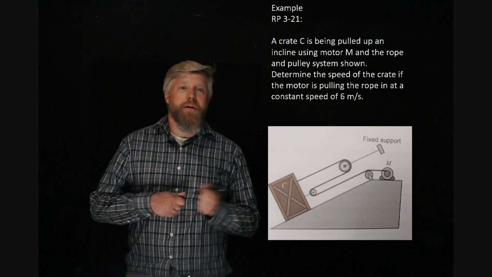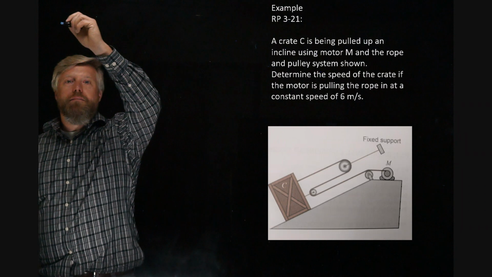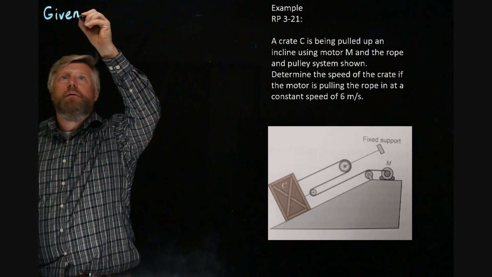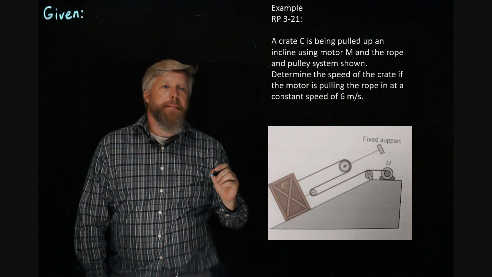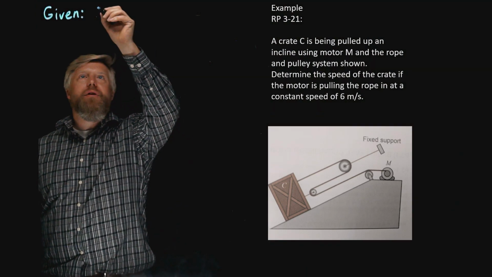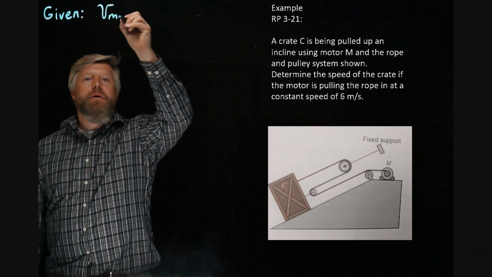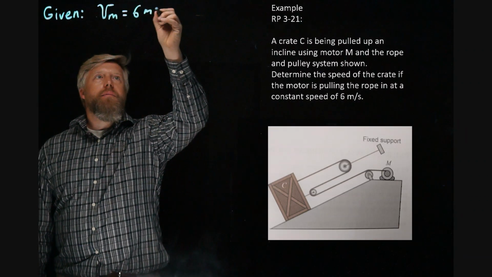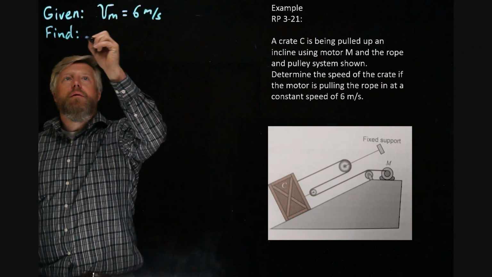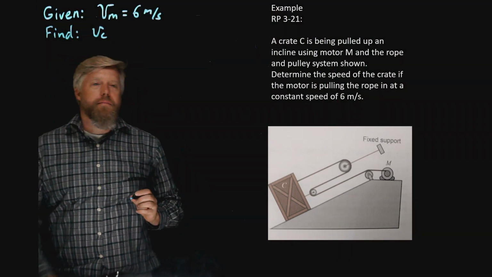Let's go ahead and put up our givens. Okay, we have a fixed support that's shown in the picture. Our main given is really that the velocity of that motor pulling it is equal to 6 meters per second, and we're supposed to find the velocity of the crate.